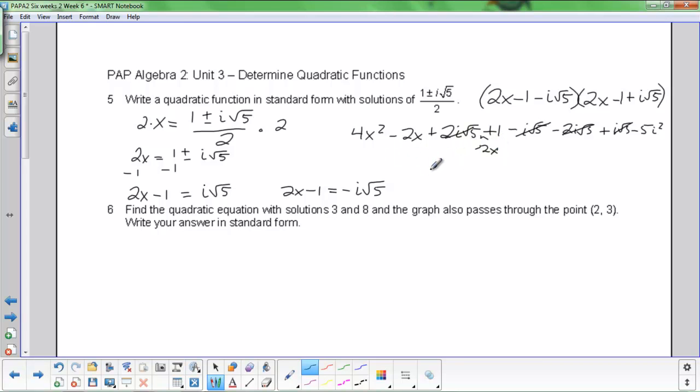So we've got 4x squared minus 4x, and then plus 1, and then this guy right here becomes negative 5 times negative 1, and that's going to be 5, so 5 plus 1 is 6, and I get 4x squared minus 4x plus 6.